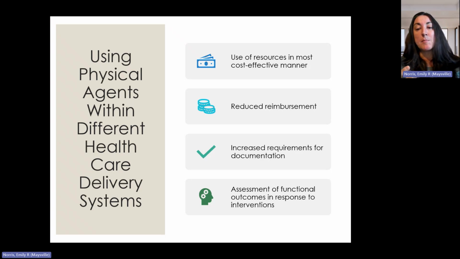And then making sure that you have the right documentation to show that it was necessary and why you did it, how you did it, something reproducible that someone else could do. And then assessing the response to the intervention. So just determining, was it effective or not?